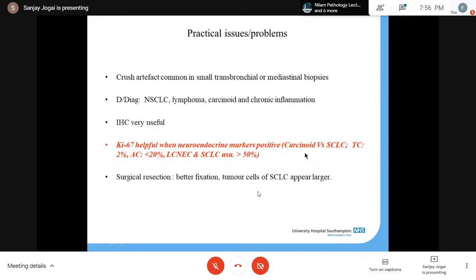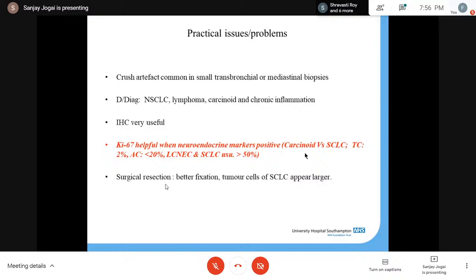Surgical resection: very uncommonly you would get surgical resections of small cell carcinomas, and in those the nuclei can look larger, but again one has to go back and ask, do you have more cytoplasm? And if that is the case, if nucleoli are prominent, one should favor a LC-NEC.